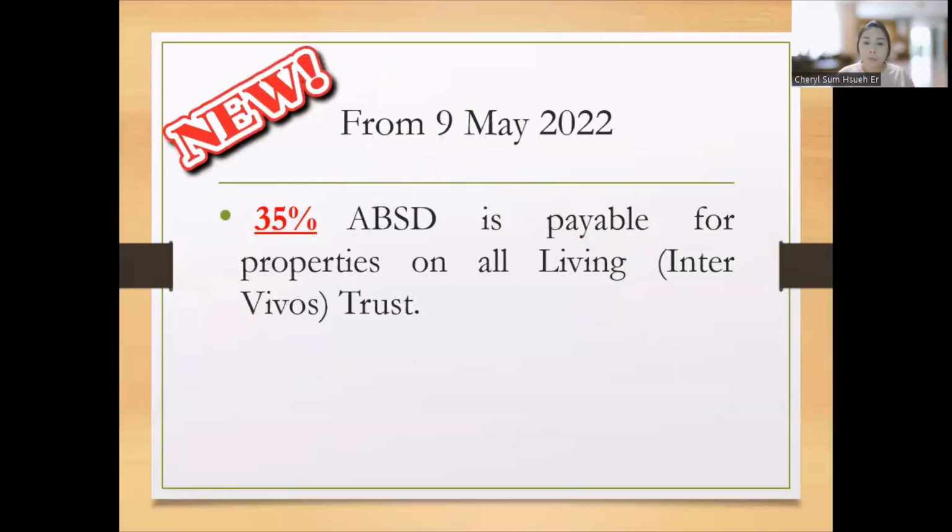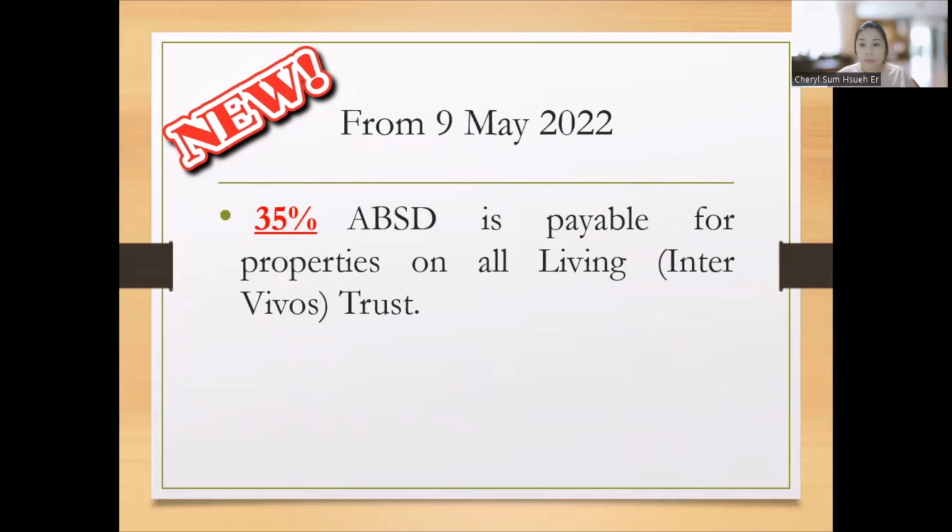From 9th May 2022, 35% ABSD is going to be payable for all properties held in all kinds of living trusts that have been created on 9th May 2022 onwards. So for such a living trust, the inter vivos trust, straightforwardly, no matter who the beneficiary is, may be a Singaporean holding a first property today, still 35% is going to be payable. That's something you should know.